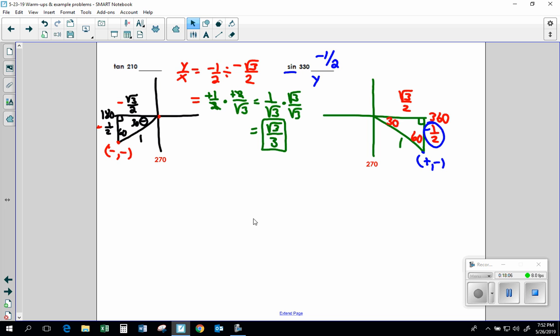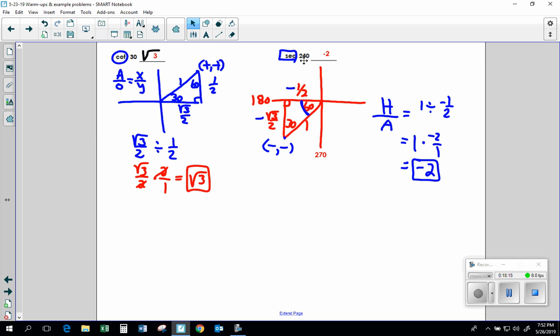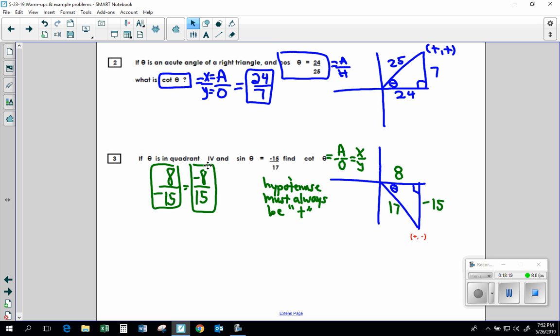You'll probably have somewhere between 15 and 20. I might do 5 of these types, sine, cosine, tangent, 5 of the reciprocal ones, 5 of these ones, and 5 of these type right here, for a total of 15, or somewhere between 15 and 20. Okay, and we'll just practice that Tuesday and Wednesday in class. All right, that ends this video.